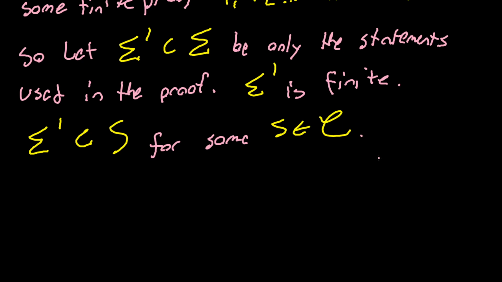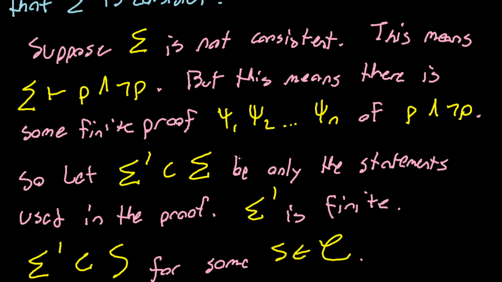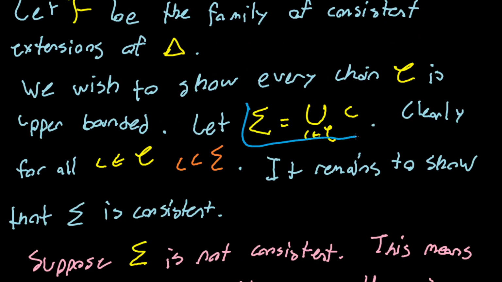Okay, so why is that true? Well, the important thing is that there's only finitely many, right? Every statement in sigma, because if we go back up here, sigma is the union of everything in this chain. So every statement in sigma occurs somewhere in the chain, right? At some point in the chain, it occurs.